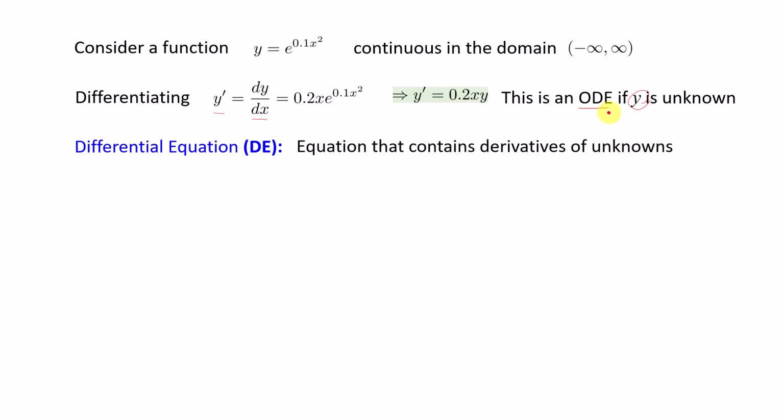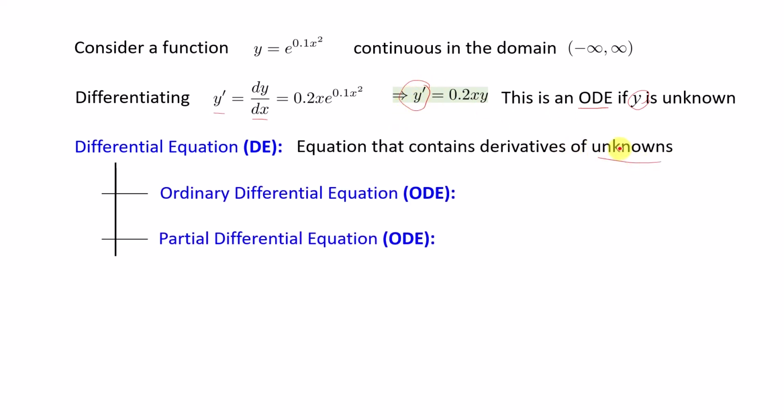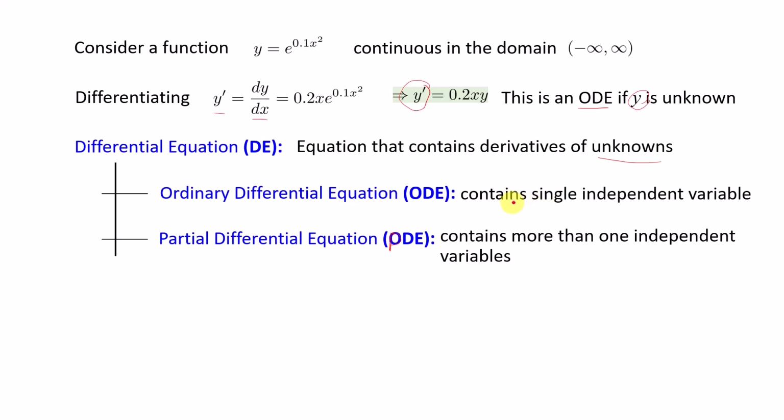Now a differential equation is an equation that contains derivatives such as this of unknowns, and they are of two types. One is ordinary differential equation and another is partial differential equation. In this week we will talk about ordinary, and in the coming week we will talk about partial differential equation. An ordinary differential equation contains a single independent variable, that is in this case x. In partial differential equation there will be more than one independent variable, and therefore partial derivatives will appear in the equation.